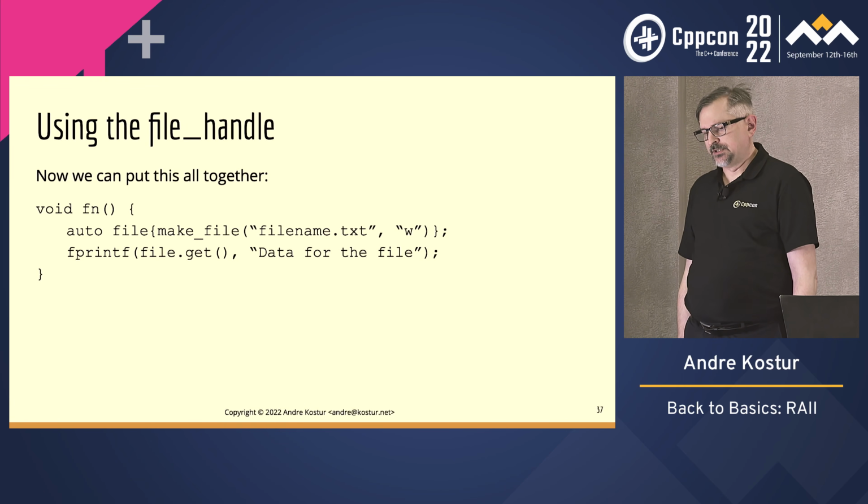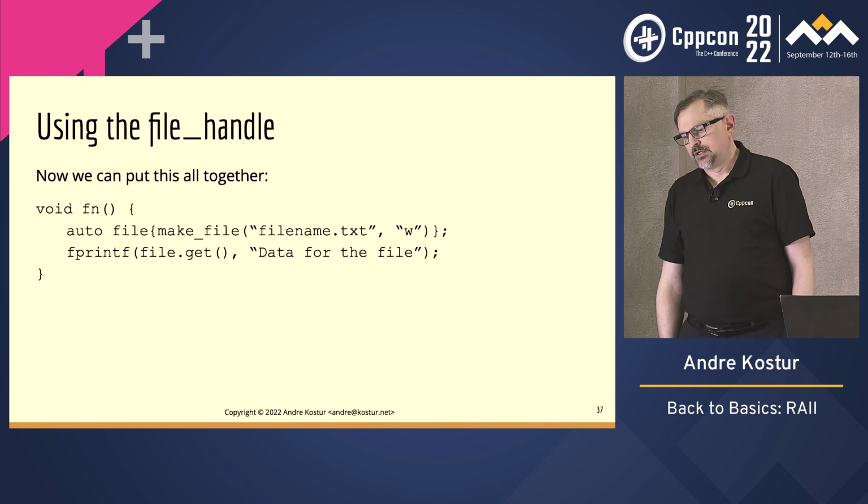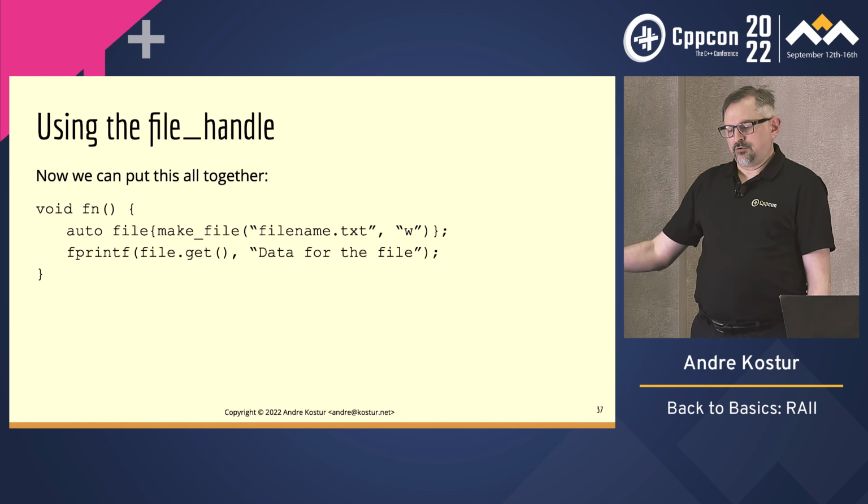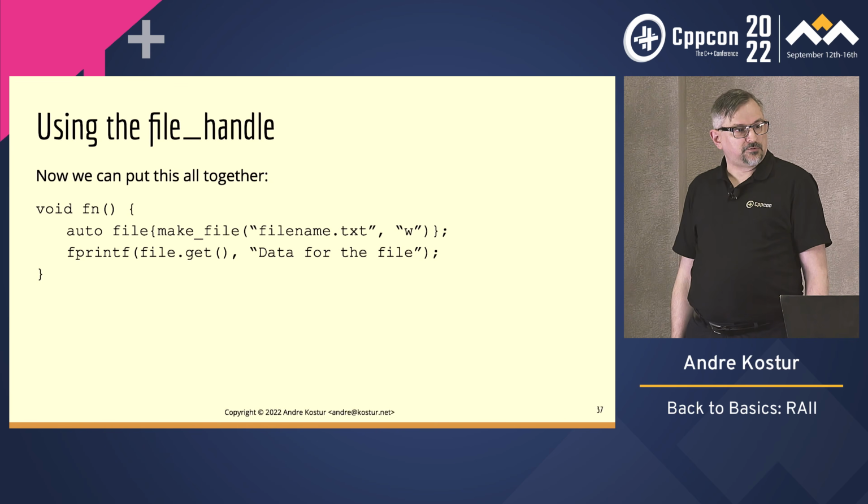So using this example, I can put this all together. I have a function, auto file, make file of whatever file name, opening it for write. And now I can fprintf, but I do have to say file.get. That's the piece where I'm getting the underlying resource.